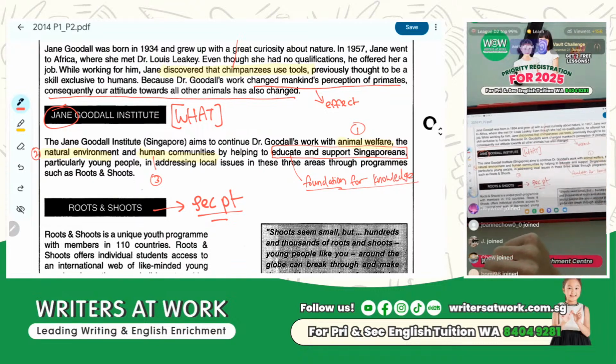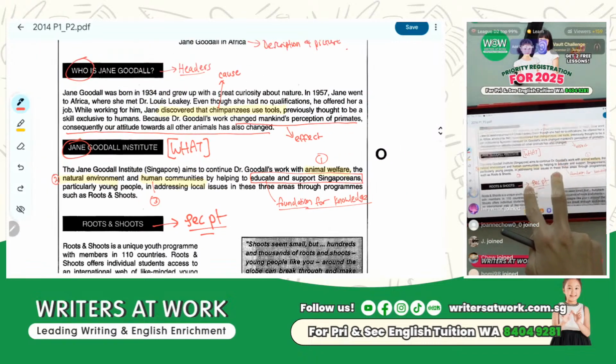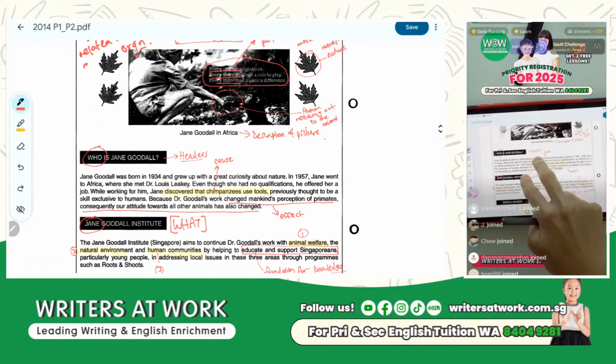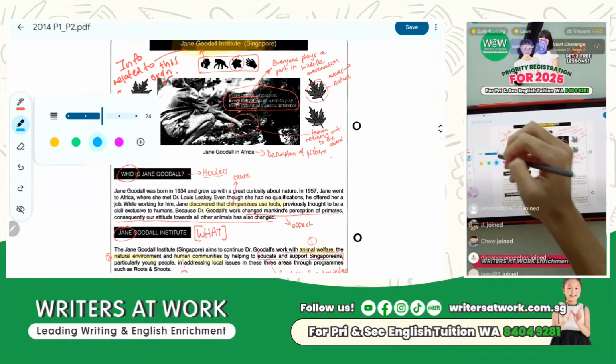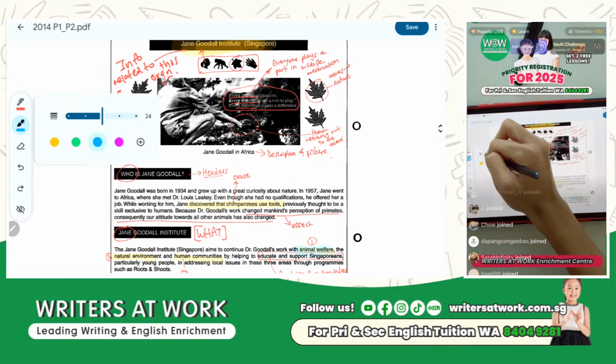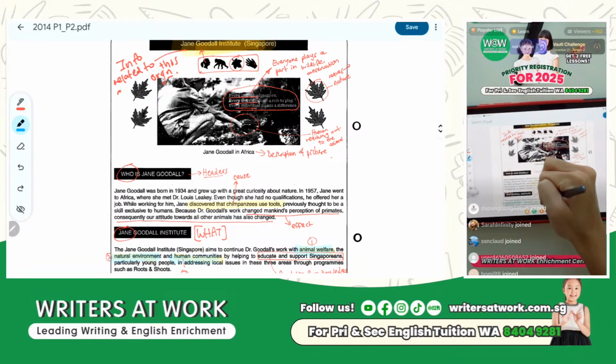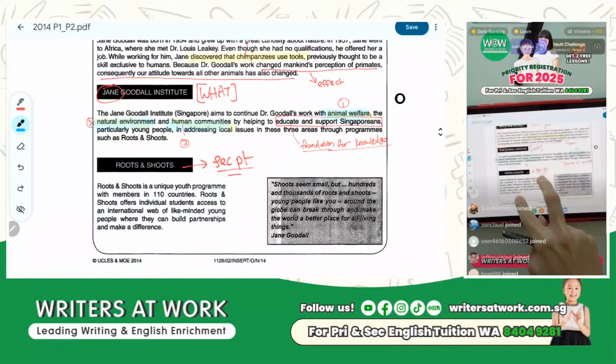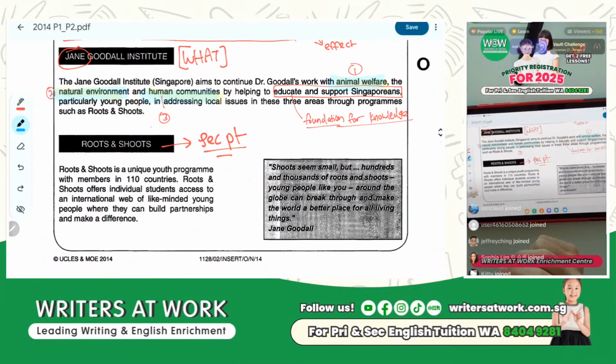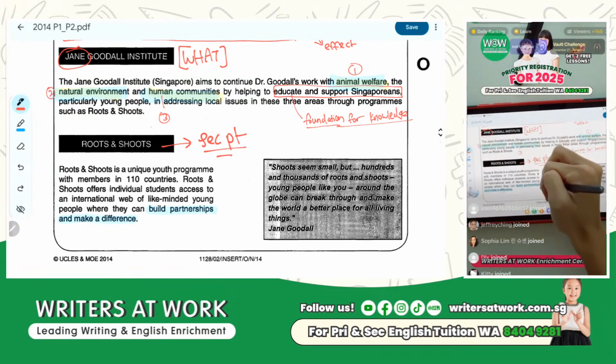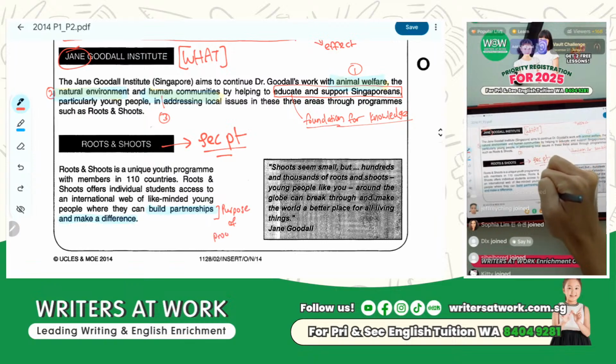Alright. Then if you look further, these 3 aspects would later be linked to your icons above here. Okay, so I just highlight in blue here: animal welfare, natural environment, and human communities with this thing here. So later we'll see what's the link. Okay, lastly, now we get this Roots and Shoots thing. Alright, so you can see they talk about how it's a youth program, and this is the aim: build partnerships and make a difference. The main purpose of the program, so why the program was set up.